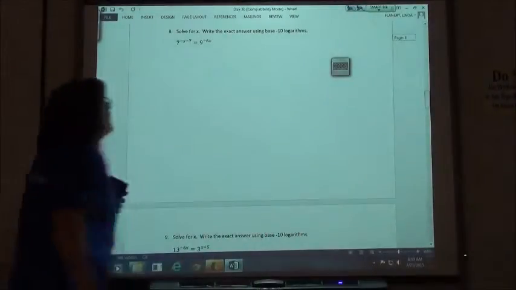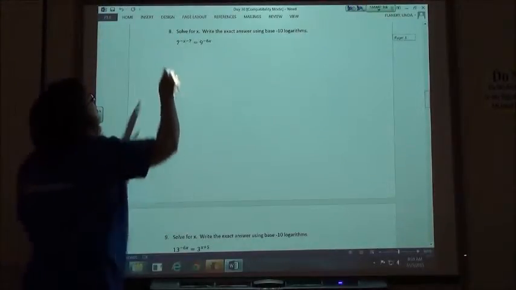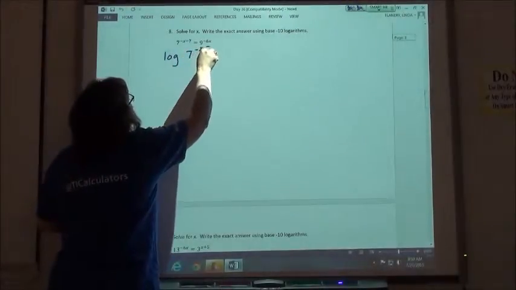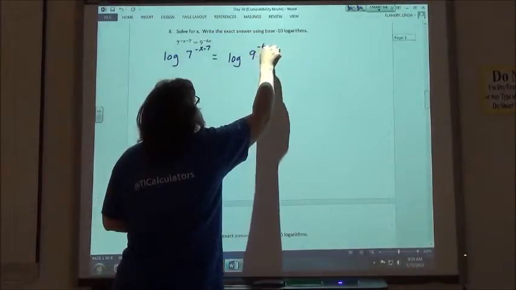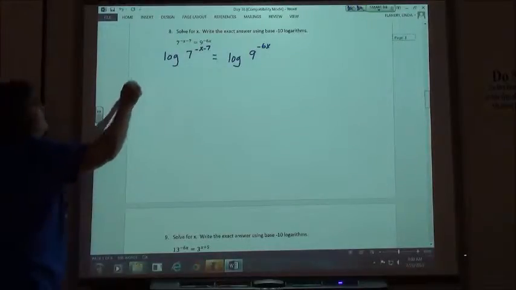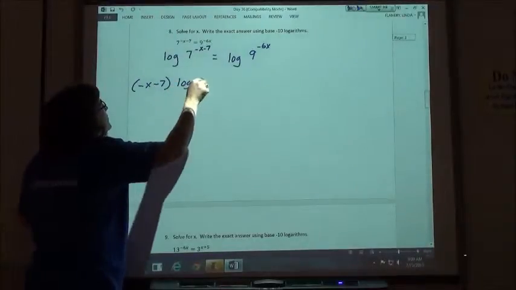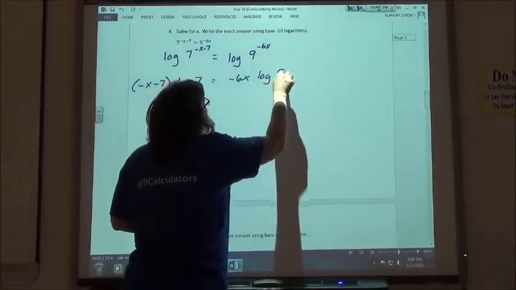So number 8, same kind of thing. I want to solve that for x. I have bases that I can't write the same, so I go ahead and do the log of both sides first. 7 to the negative x minus 7 equals the log of 9 to the negative 6x. I do that so I can move my exponents out in front. So negative x minus 7 times the log of 7 equals negative 6x times the log of 9.